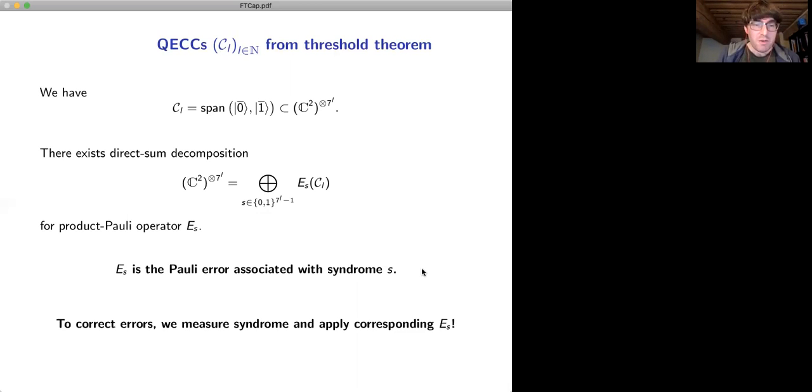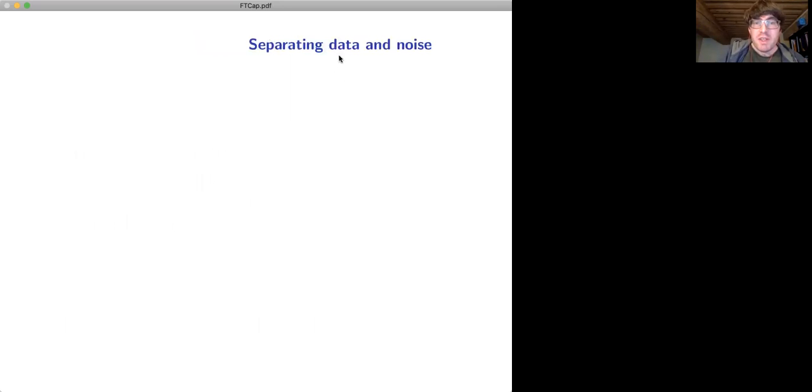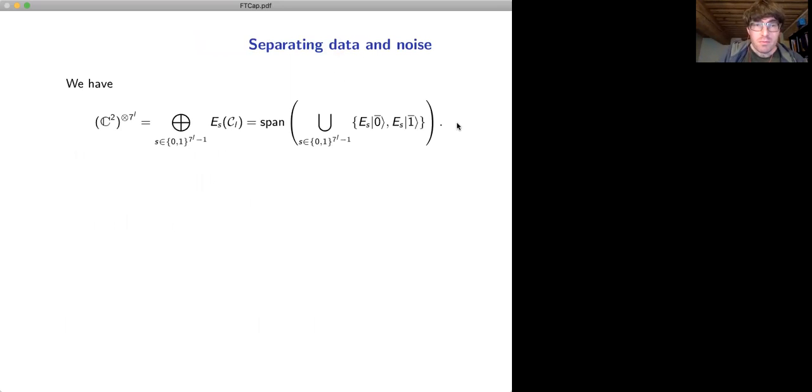And maybe a bit more familiar to you, what you do to correct errors physically is you measure the syndrome, and then you apply the corresponding E_s. Note that they are self-adjoint unitary operators. So yeah, this is how these codes work. Now this direct sum decomposition gives you a very nice method of separating data and noise formally. This works like this. This direct sum decomposition gives you a canonical basis in which you can interpret noise. And this basis is given by the computational basis transformed by these E_s operators.